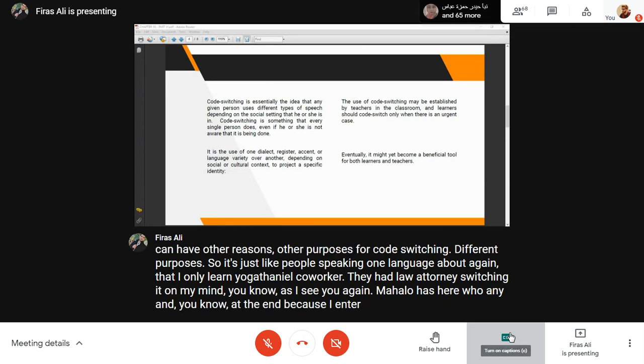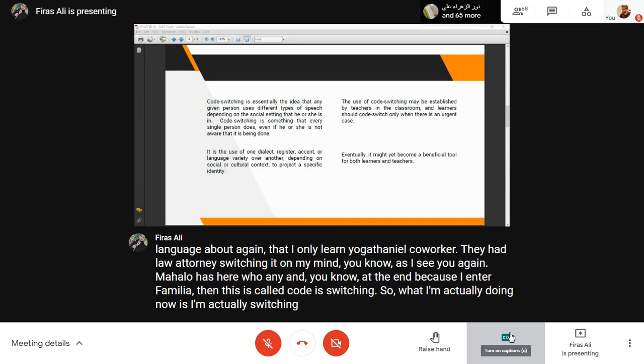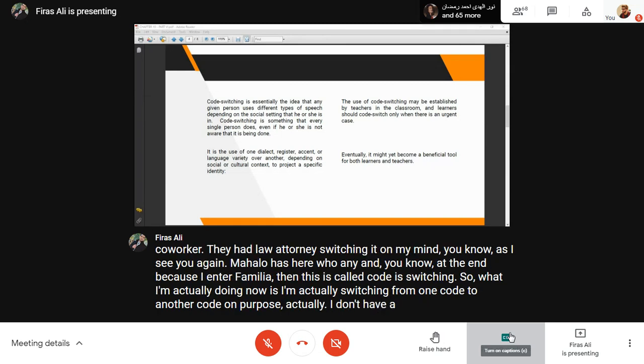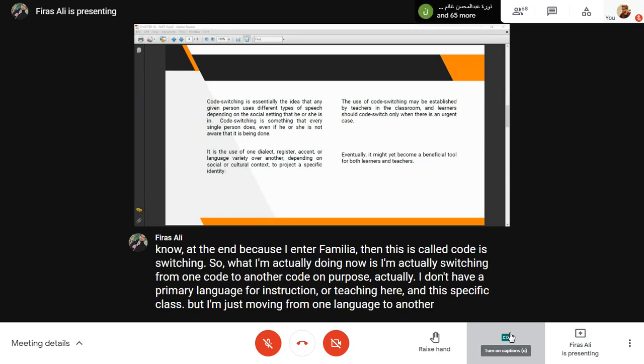Then this is called code switching. So what I'm actually doing now is I'm switching from one code to another code on purpose, actually. I don't have a primary language for instruction or teaching here in this specific class, but I'm just moving from one language to another on purpose.